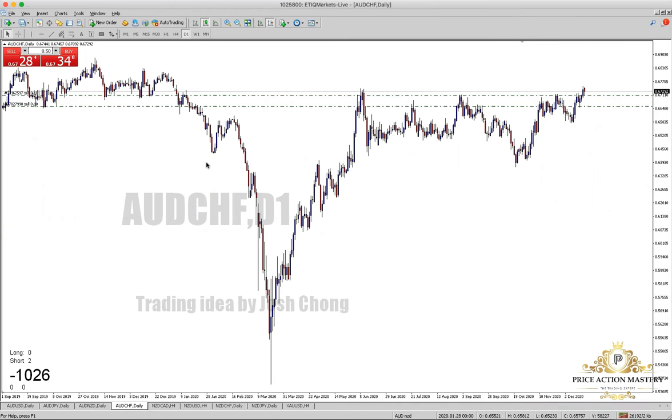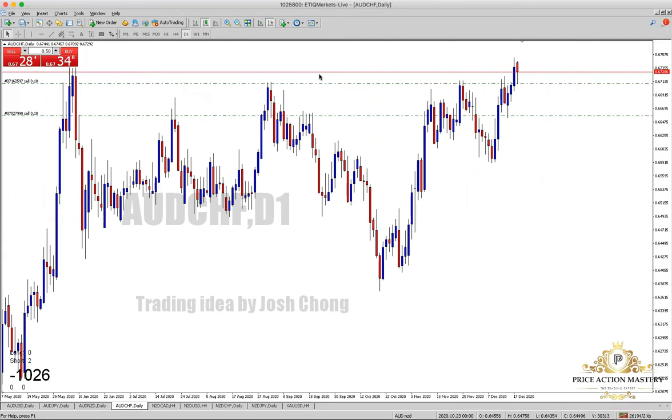I'm holding a sell because I'm seeing that this is a scalping trade. But last day I didn't close it earlier. When did I sell this trade? Let me show you when I sell this.